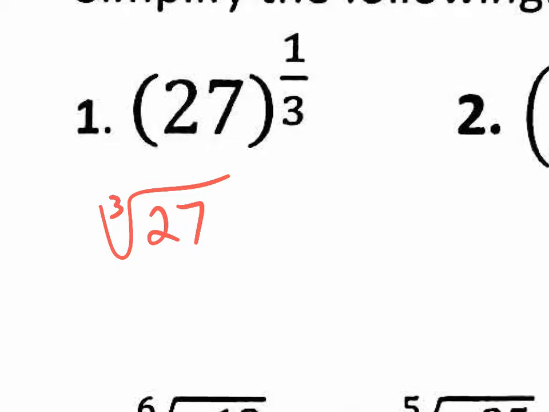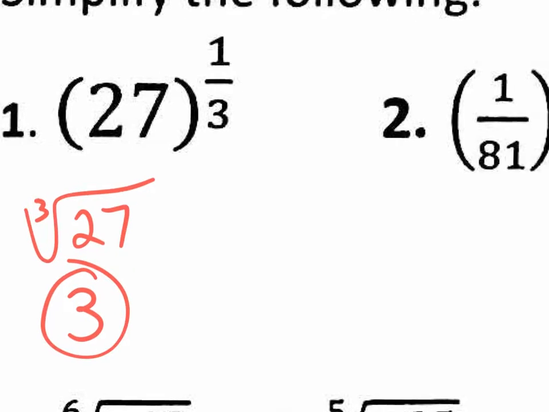Okay, so what times itself 3 times gives you 27? The answer is 3. 3 times 3 times 3. So the third root of 27 is 3, okay? So you could switch your rational exponent to radical form. Okay, let's look at this other one.